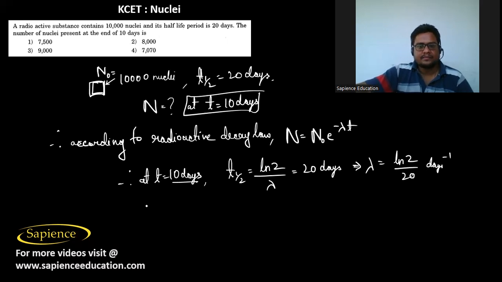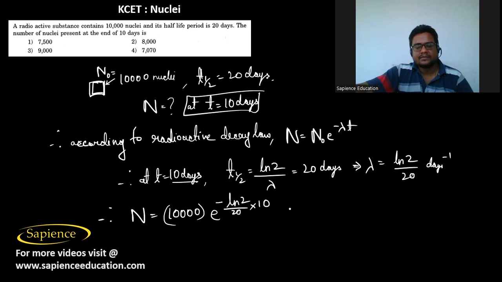Now therefore, at t equals 10 days, we can say N will be equal to N naught, which is 10,000, times e power minus lambda, which is ln2 by 20, into t, that is 10 days.